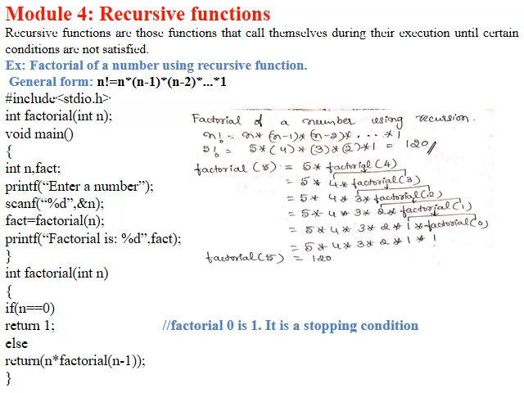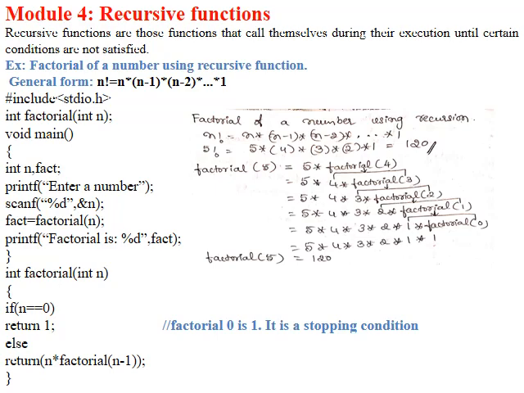Once it comes to the else part, return n into factorial of n minus 1 is executed. So now n into factorial of n minus 1 becomes 5 into factorial of n minus 1, that is 5 minus 1, that is 4. So n into factorial of 4. So it becomes 5 into factorial of 4.